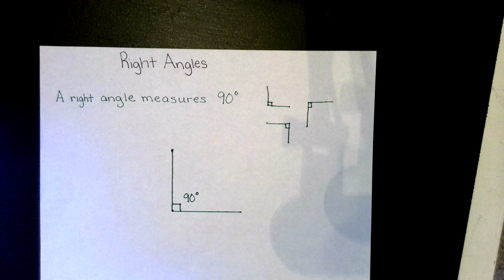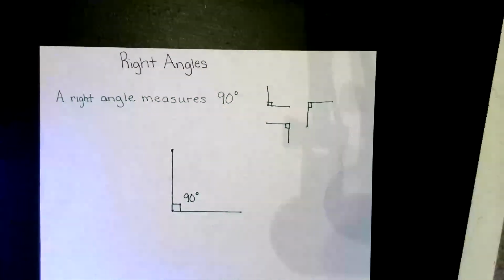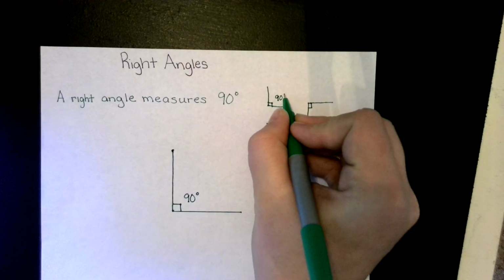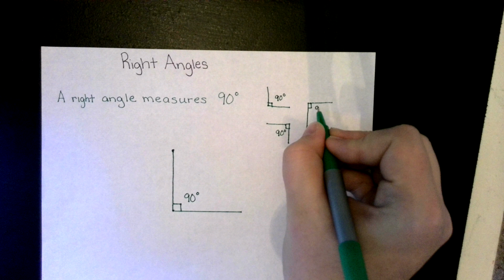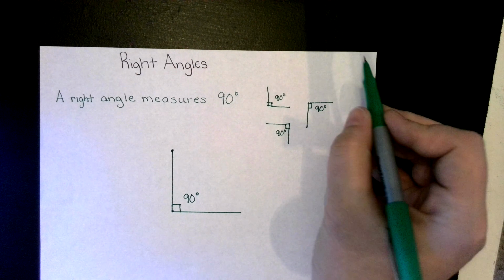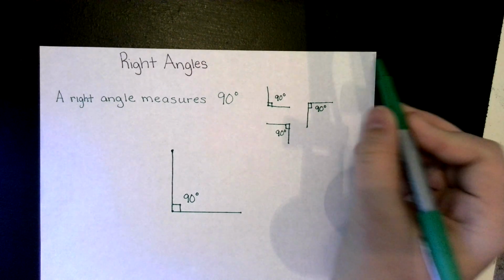Okay? This angle is 90 degrees. This angle is 90 degrees. This angle is 90 degrees. I want you to stop what you're doing just a second and find a window. The corner of the window, 90 degrees. The corner of our doors are 90 degrees. The corner of the piece of paper that I'm writing on is 90 degrees.